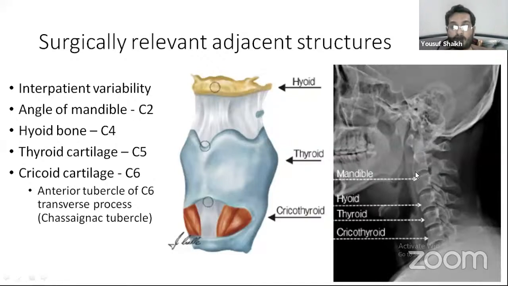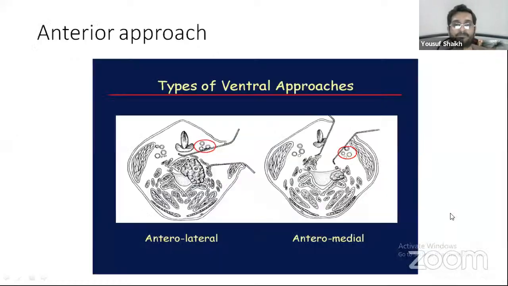C2 corresponds to the angle of the mandible. C4 corresponds to the hyoid bone. C5 corresponds to the thyroid cartilage, and C6 to the cricoid cartilage. So these are the surface markings of the cervical spine corresponding to the vertebral level.